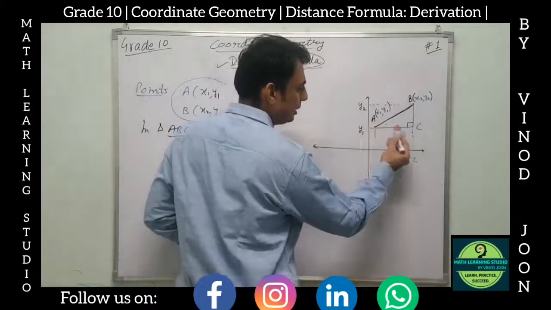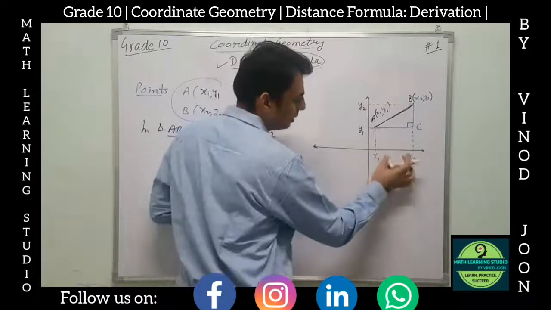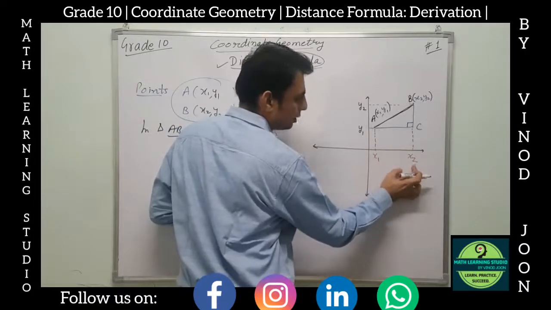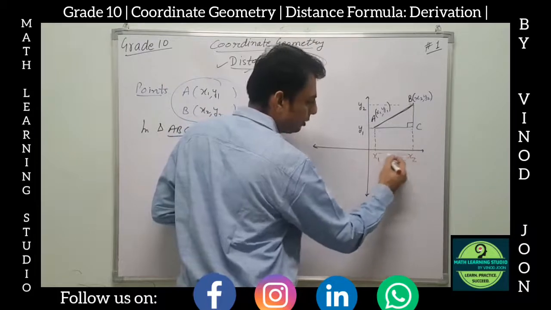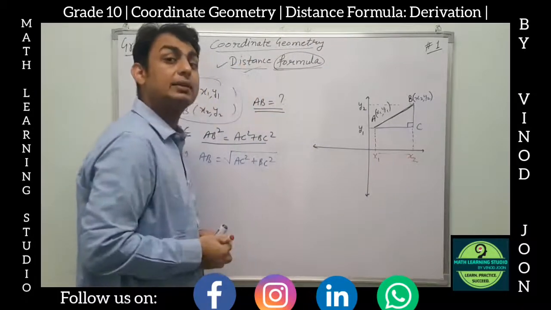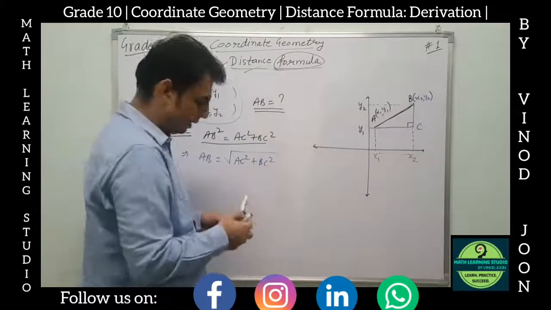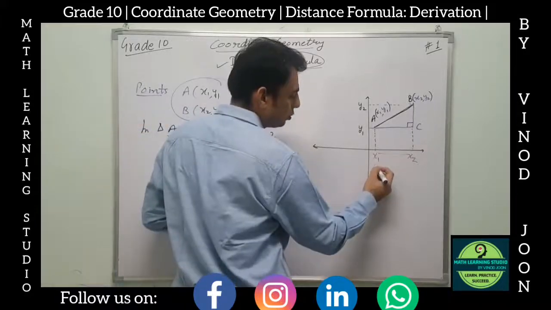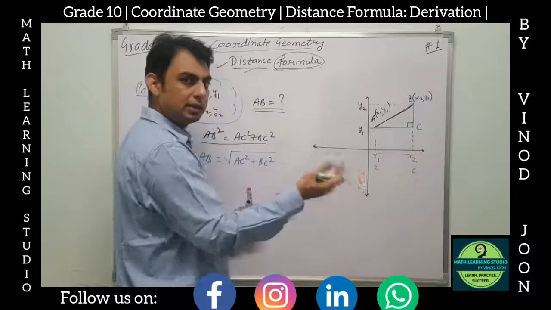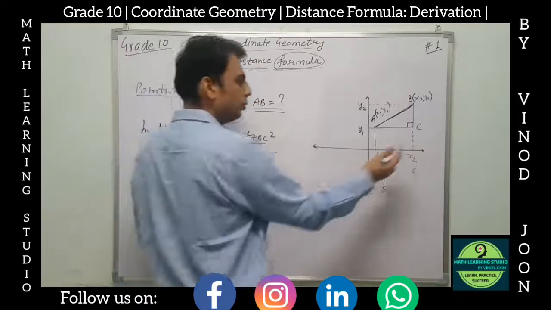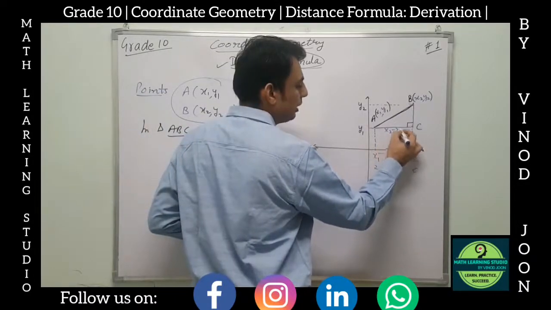See, AC is this length. You can see this length from x1 till x2 is the same as AC. So this length from here to here will be x2 minus x1, right? Suppose ये length 2 है, यहाँ पर point 2 है और ये point 6 है. So what becomes the length? 6 minus 2, 4 units. So this becomes x2 minus x1.